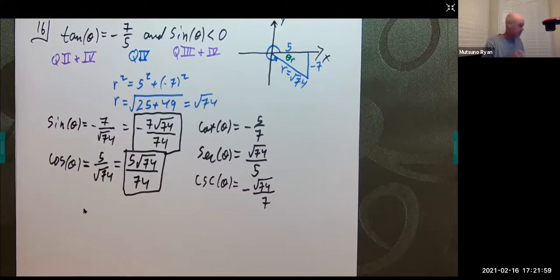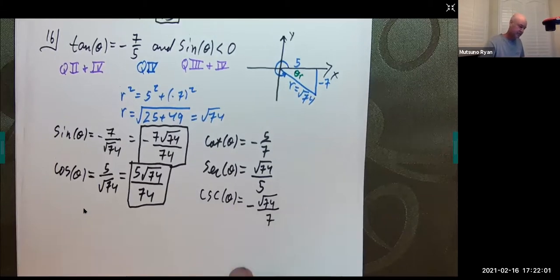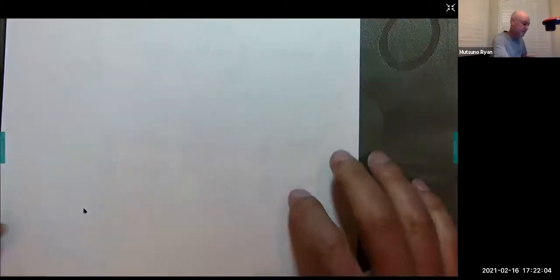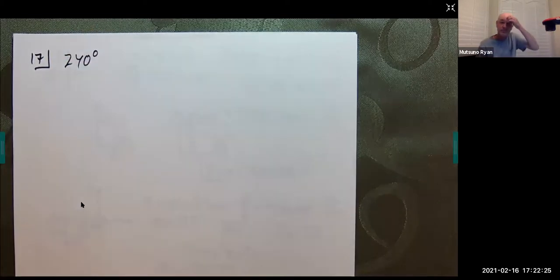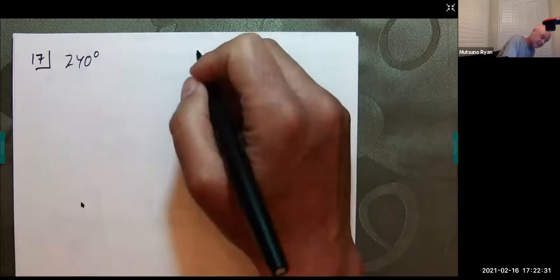All right. Number 17, I need a little more space. This is the last problem for the practice test. They give us an angle, 240 degrees. And they want us, without a calculator, to find the sine, cosine, and tangent of 240 degrees. Let's talk about what that looks like first.